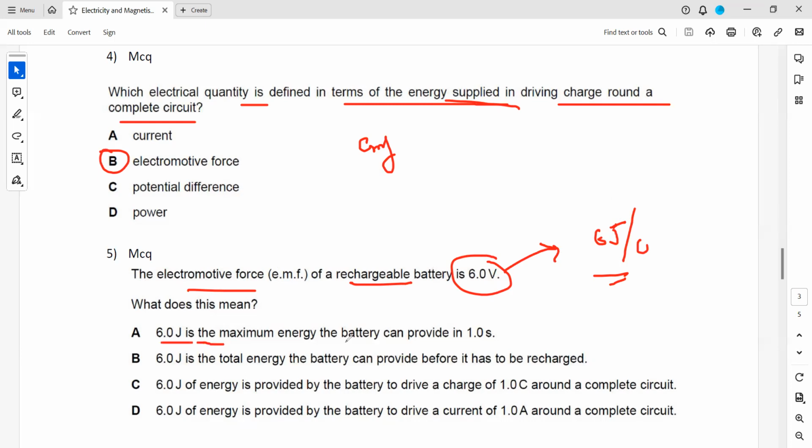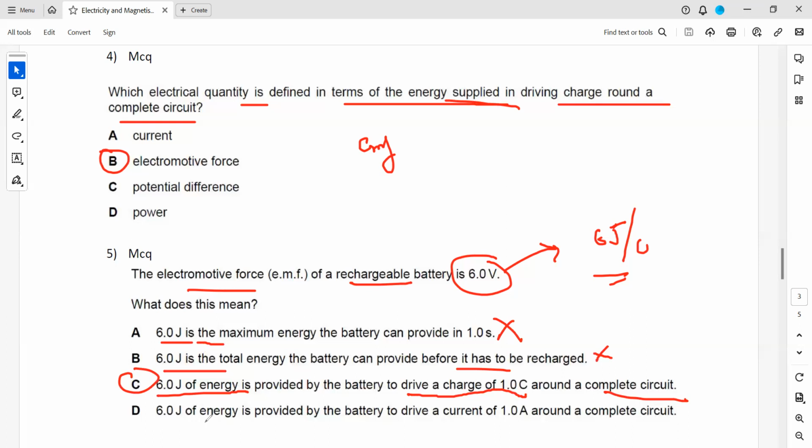Option A, 6 joules is the maximum energy a battery provided in 1 second. No. Voltage means how much energy is provided to 1 coulomb of a charge. In option B, 6 joules is the total energy that the battery can provide before it can be recharged. No, it's how much energy is given to 1 coulomb of a charge. So 6 joules of energy is provided by the battery to move a charge of 1 coulomb around a closed circuit. So C should be the right answer.